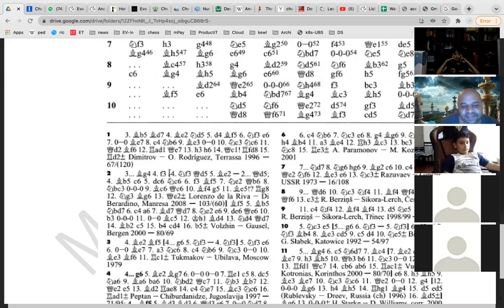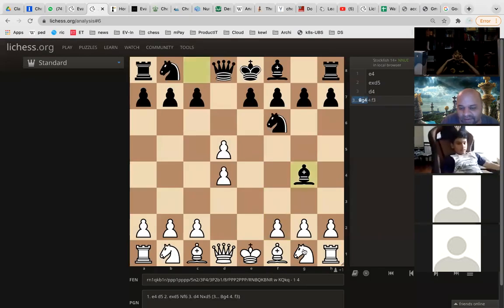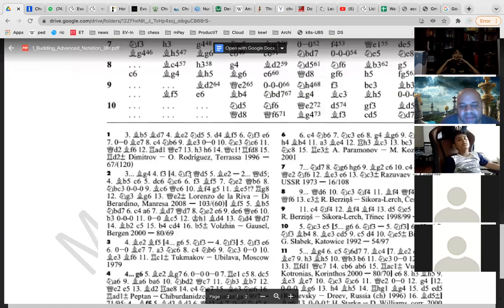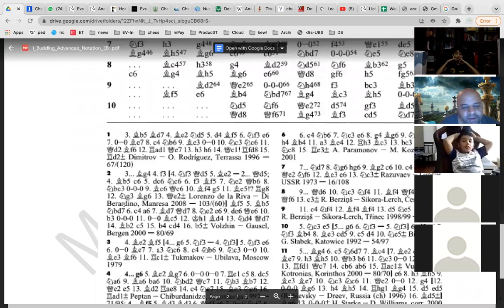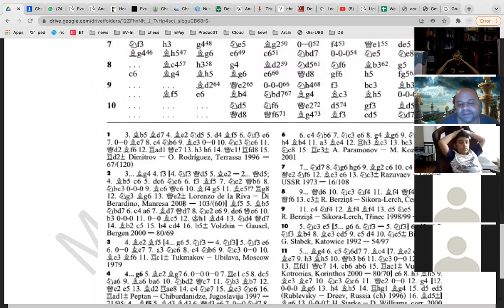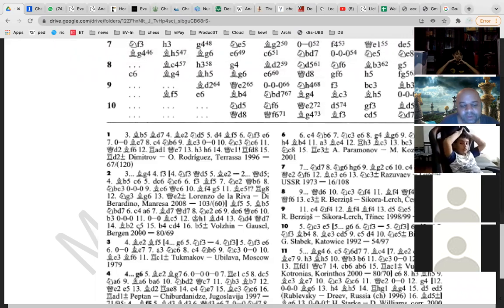See here, this is in square bracket. So after F3, bishop to F5, but in between, instead of F3, if you had played knight F3, then what would have happened? That also they have given. Some master played knight F3 here, and that continued like this. It was between Lorenzo della Riva versus Di Bernardino in Manresa 2008. But in some other game, F3 was played, bishop F5, and that was between Volzin versus Gauzel in the city of Bergen in 2000.